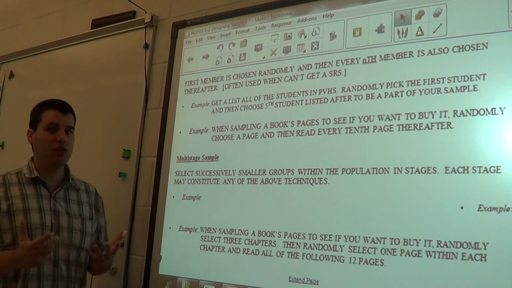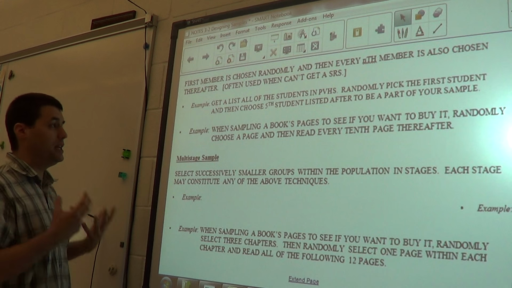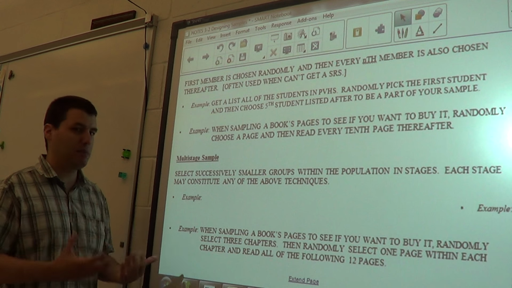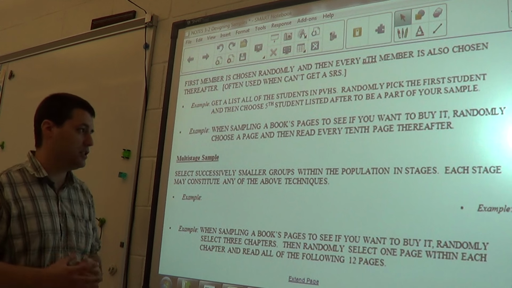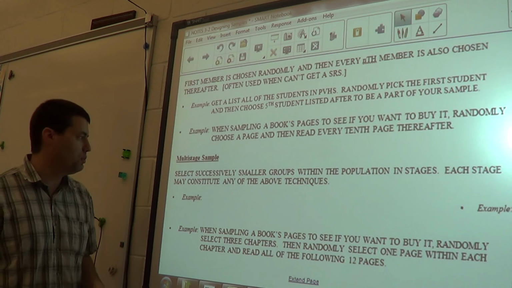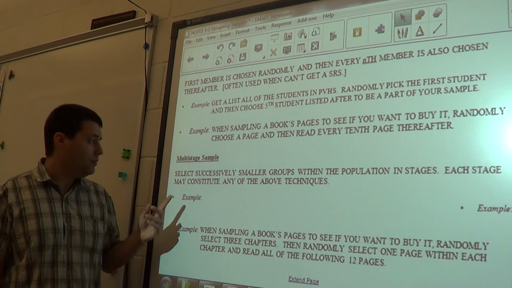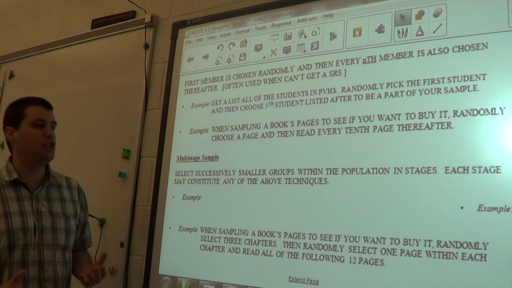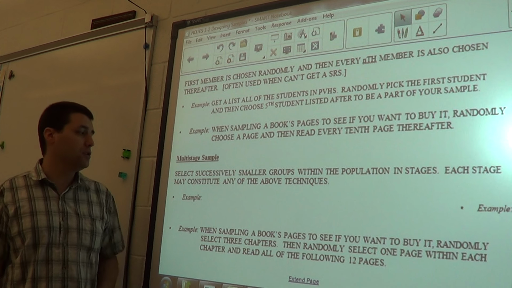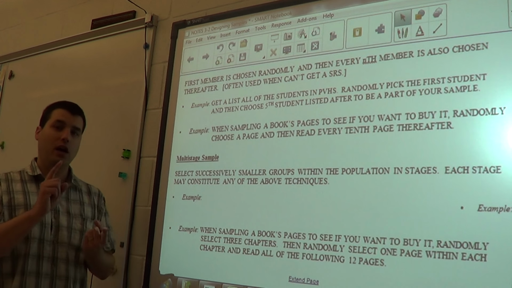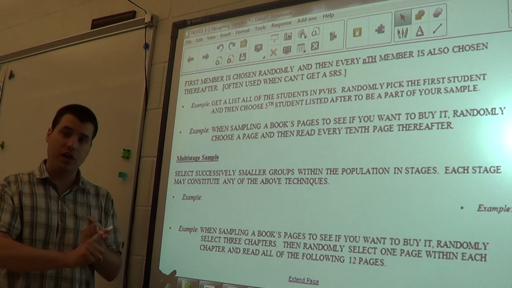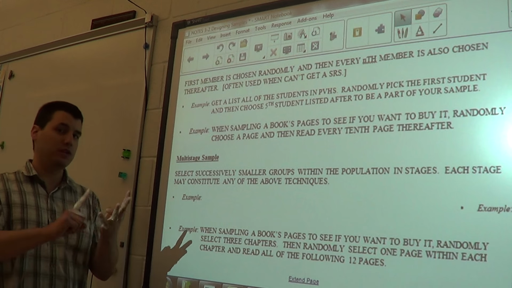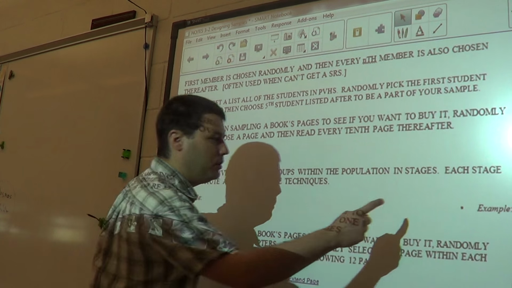We have one more type to add to our list, sort of. Multi-stage sampling. I say sort of because this actually is combining the other ideas. It's not its own method, but it's a way you can combine the methods or do the one type of method over and over again to keep breaking the population down into smaller and smaller groups until you can go in and get what you want. So we select successively smaller groups within the population in stages. Each stage may constitute any of the above techniques, hopefully the good ones: an SRS, simple random sample, a stratified random sample, random cluster sample, or a systematic random sample.